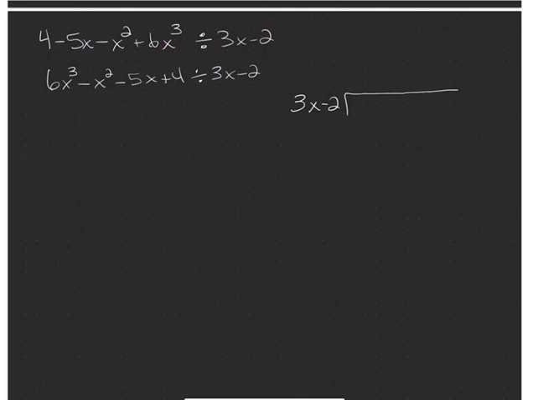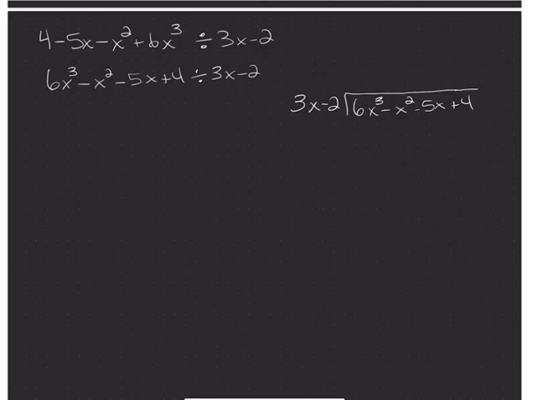And then what's going to go on the inside? That whole thing, 6x to the third. Since I have a third, do I have a square? Yep, minus x squared. Now that I got x squared, do I have x to the first power? Sure do, minus 5x. Do I have no x? I do, I have plus 4, right?